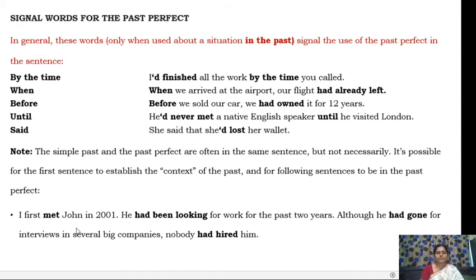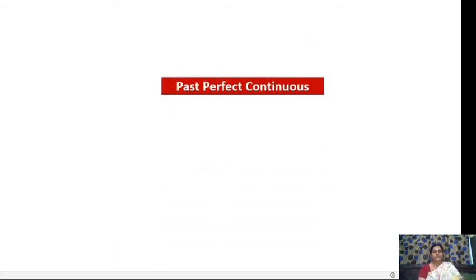So this happened in 2001, and before that, what he was doing, he had been looking for work for the past 2 years. Although he had gone for interviews in several big companies, nobody had hired him. So all these things happened before you met him in 2001. So this is in simple past tense, and whatever happened before 2001, these are all represented in past perfect only. So this is how we can make use of this past perfect while constructing the sentences.